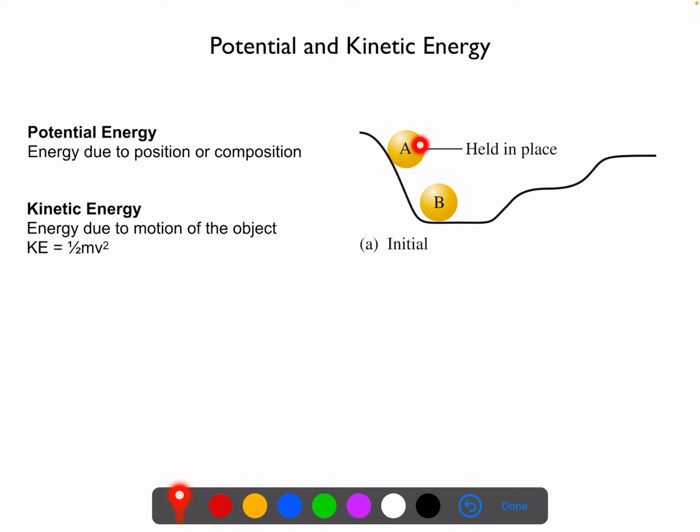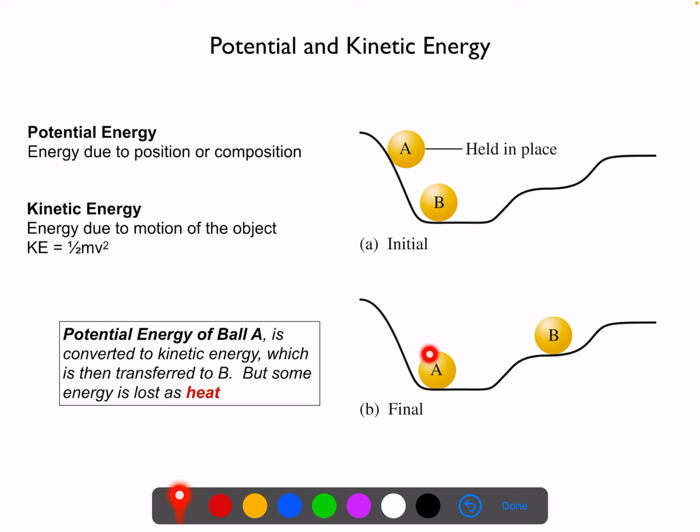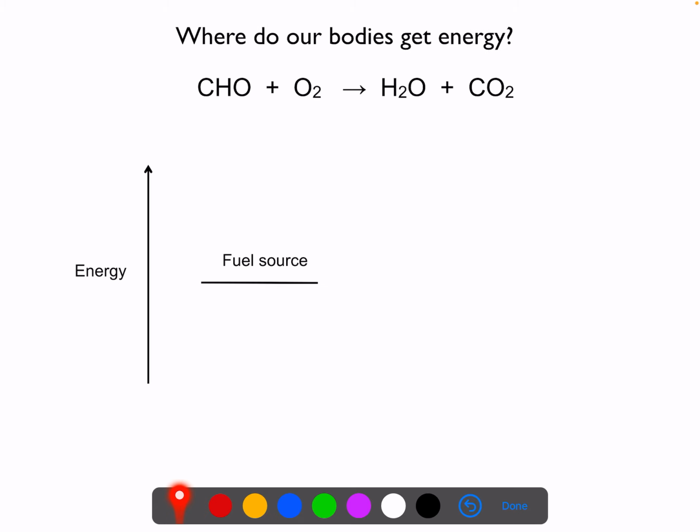If we release it, due to gravity it's going to pull down and it's going to knock ball B. And what would happen? It would knock ball B and push ball B up this hill. So what we're really doing is transferring energy. Ball A has a high potential energy. It gets converted to kinetic energy, and then it transfers its kinetic energy to ball B, which pushes it on. In the process, not 100% of the energy is transferred to ball B. We know some of it is lost through friction as heat. Now, that's a very physicsy example.